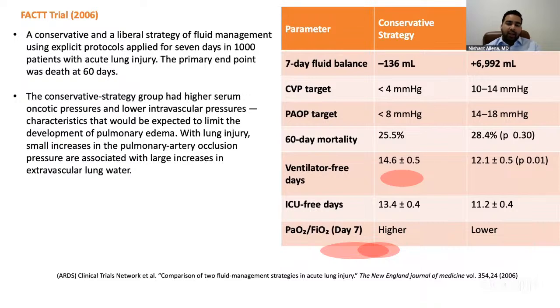And if you look at the results, the 60-day mortality was around 25% in the conservative strategy versus 28% in the liberal strategy, though the p-value was not significant. It was the ventilator-free days that were actually statistically significant. And if you also look at the PF ratio on day 7, the conservative strategy had a higher PF ratio compared to a lower one. The reason being that if you overload patients with fluid, that could cause pulmonary edema, further decreasing lung compliance and further decreasing your oxygenation, etc.